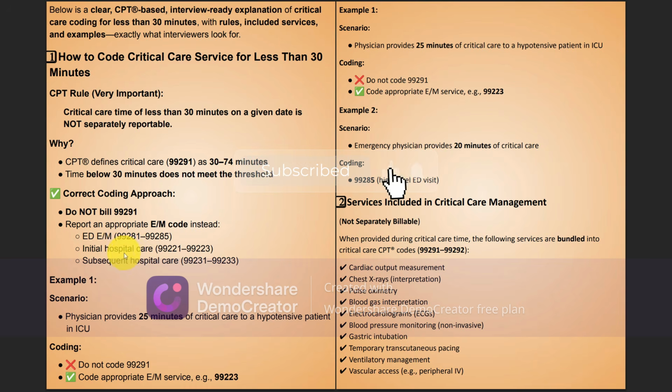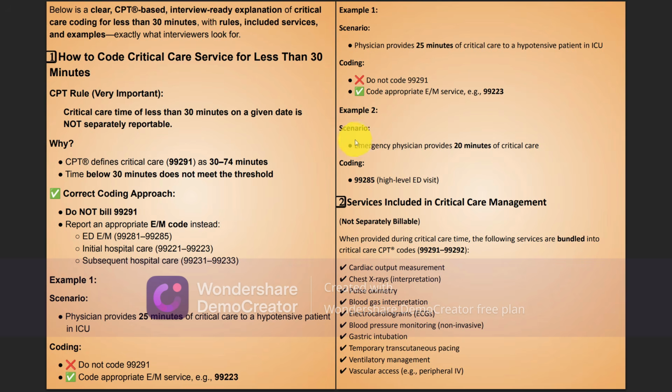If it is initial hospital care, 99221 to 99223; subsequent hospital care, 99231 to 99233, like that. Example: a physician provides 25 minutes of critical care services to a hypertension patient in an ICU. Don't use 99291 because the time given is 25 minutes. Code an appropriate code like 99223. The same applies for other ICU examples.